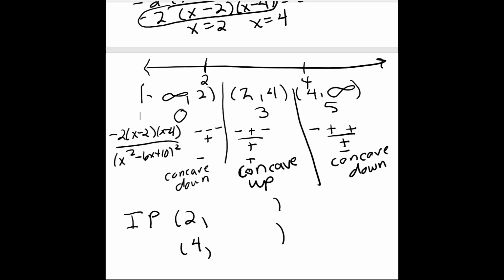I'm going to give exact answers. So what I mean by exact answers, remember it was natural log. I'm just going to plug the 2 into the natural log of x squared minus 6x plus 10. So if I plug in 2, I get the natural log of 2. Then if I plug in 4, I also get the natural log of 2.